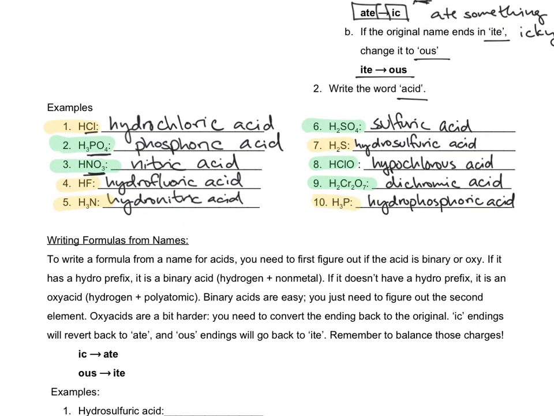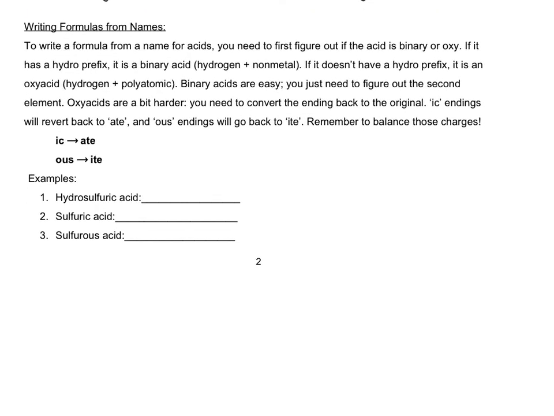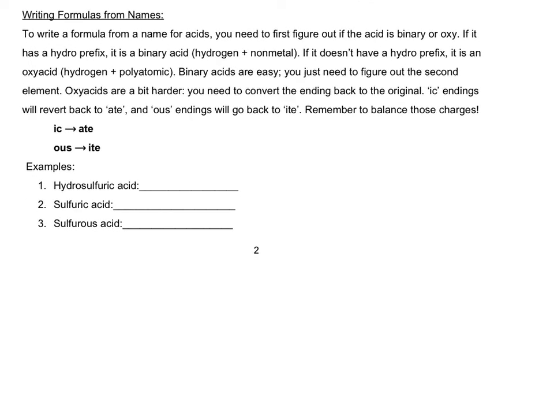All right, we're going to move on down to using the formulas to write names. Or sorry, that's backwards from what I meant. Using the names to write formulas. It's basically doing everything we just did backwards because we were using formulas to write names. Now we're going to go names to formulas. The first thing you got to do is figure out if it's a binary acid or an oxyacid, same as we did last time. And the way that you tell is if it has this hydro prefix. Because if it's got a hydro prefix, that means it's binary. If it doesn't have a hydro prefix, that means it is an oxyacid. So that's how we can tell.